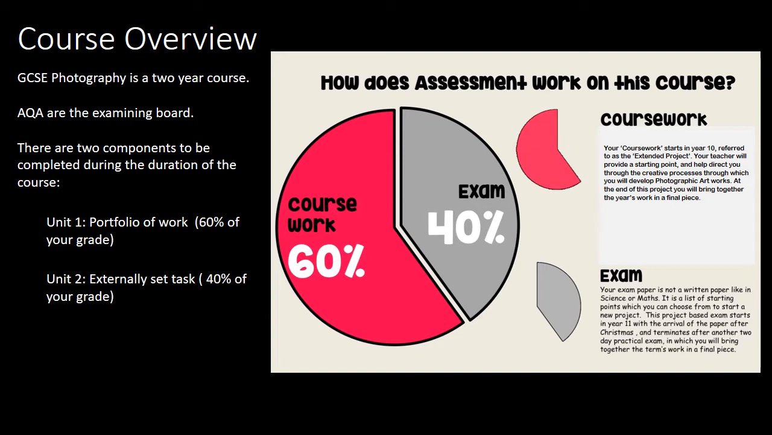So the next part of the project is Unit 2. This is an externally set task, which means that the AQA examining board actually sets this task. They will give students a variety of starting points and students need to choose just one to base their project on. This exam project or externally set task creates 40% of their overall grade. Students will explore this project in exactly the same way they've been taught all the way through the course, and it will conclude in an exam which is 2 days long, so that's 10 hours, where students will actually make their final piece in that time.